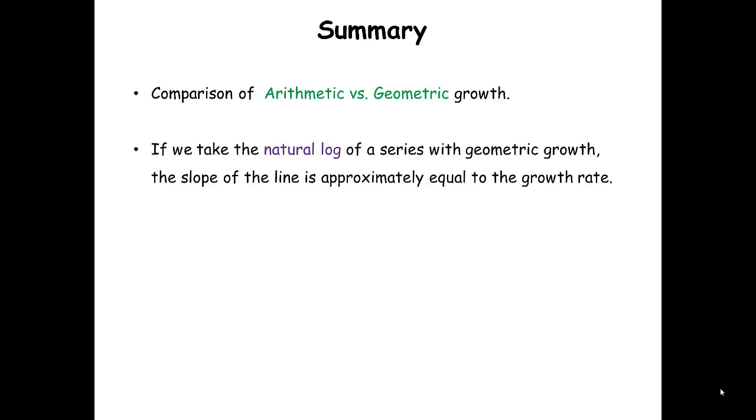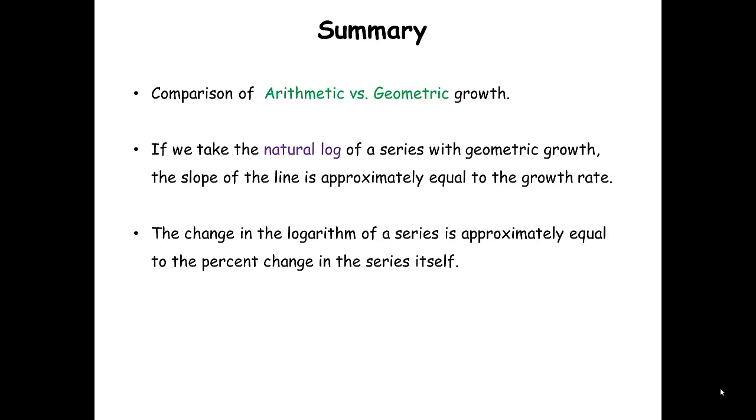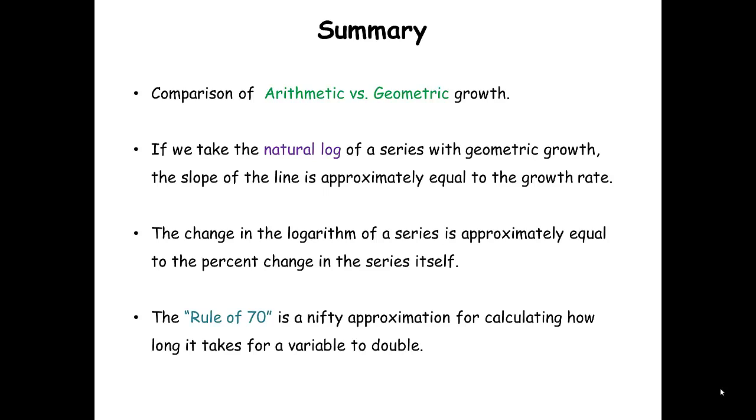So, to summarize, we did a comparison of arithmetic versus geometric growth. We figured out if we take the natural log of a series with geometric growth, the slope of the line is approximately equal to the growth rate. The change in the logarithm of a series is approximately equal to the percent change in the series itself, so it's a really useful approximation to percent change. And the rule of 70 is a nifty approximation for calculating how long it takes for a variable to double.